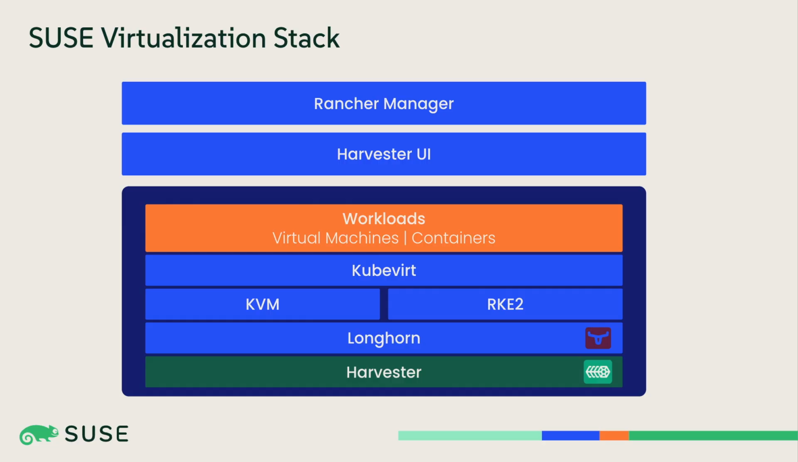But to peel back the layers, yes, we have Harvester, an open source project, there at the bottom. We use the Longhorn project, which is a storage product for our hyperconverged piece of that. We run KVM and RKE2 to run both containers and workloads, and we do that through an abstraction layer called KubeVirt, which allows us to use a Kubernetes-like API to address both VMs and containers. And then up at the top, we have something called the Harvester UI.